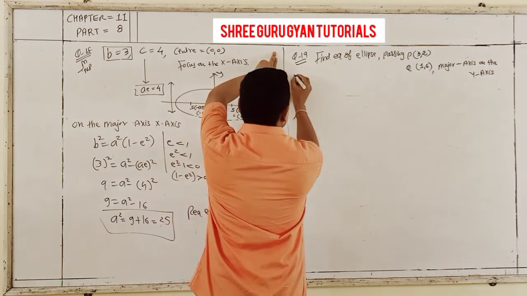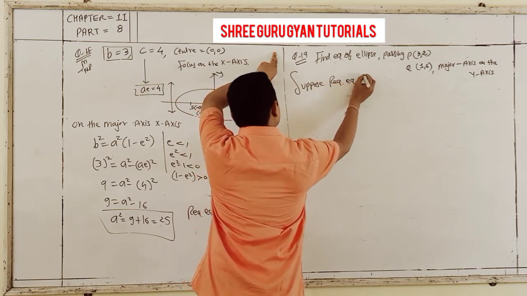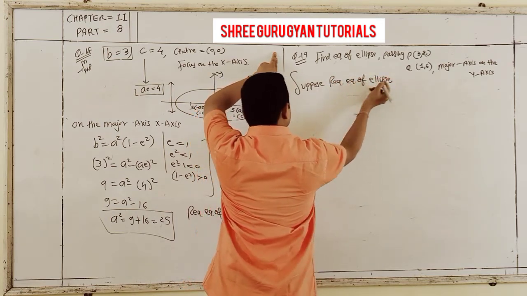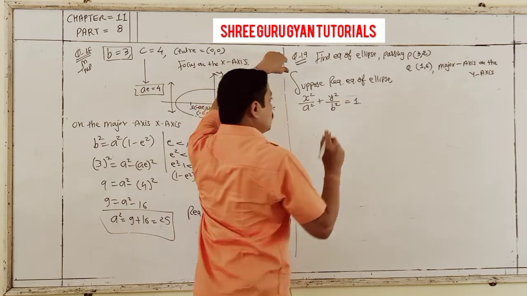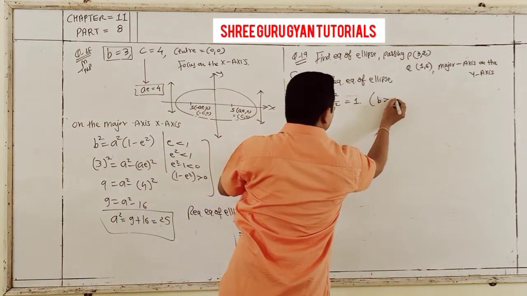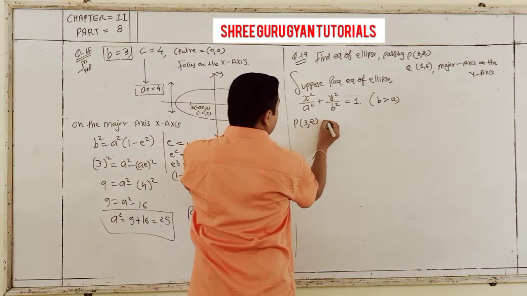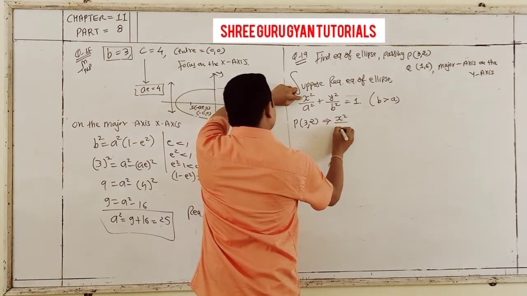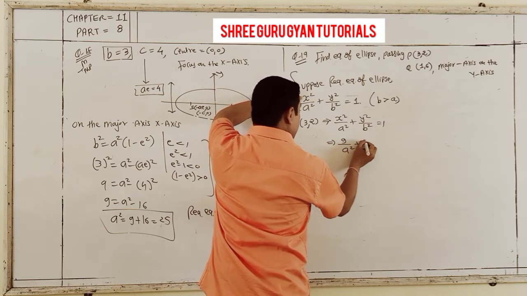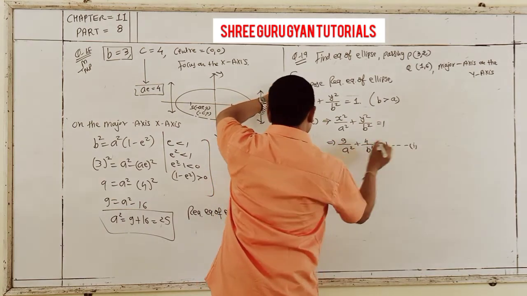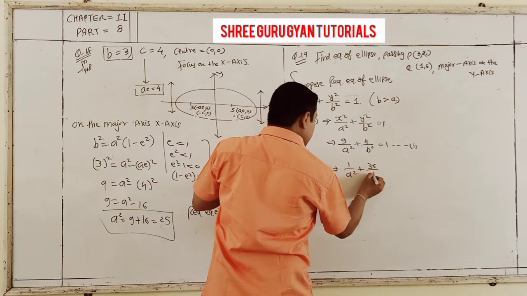So very easy, students. Suppose the required equation of the ellipse is x square by a square plus y square by b square equal to 1. Major axis on the y-axis, so b is more than a. That is the condition. Passing through P 3, 2, put it here: 9 by a square plus 4 by b square equals 1, statement 1. Same, put Q 1, 6: 1 by a square plus 36 by b square equals 1.